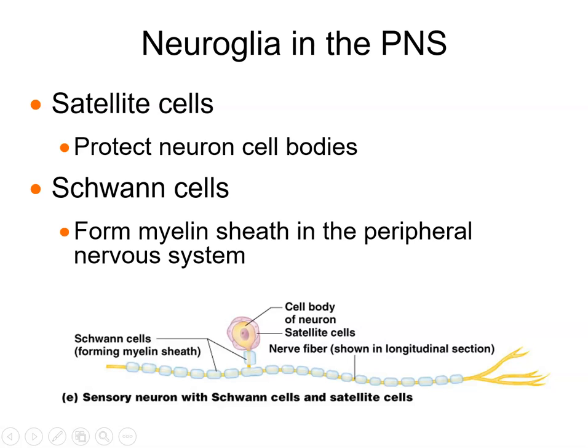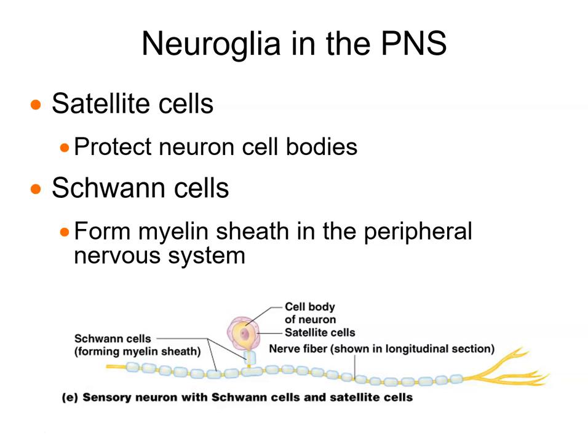Now, keep in mind the two S words here are found only in the peripheral nervous system. Satellite cells and Schwann cells are in the PNS. The other terms are found in the central nervous system. We have satellite cells that help to protect neuron cell bodies. You can see one in the picture below. It's the Schwann cells that we will spend a little more time on.